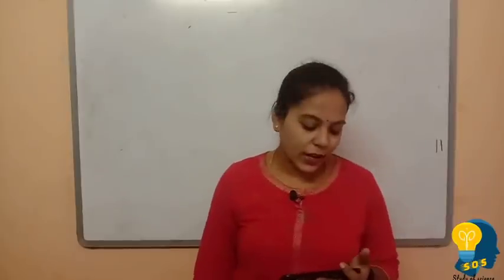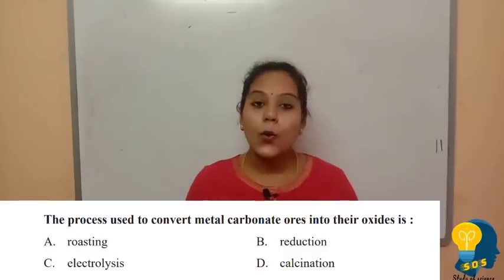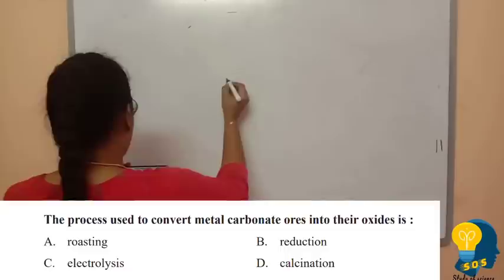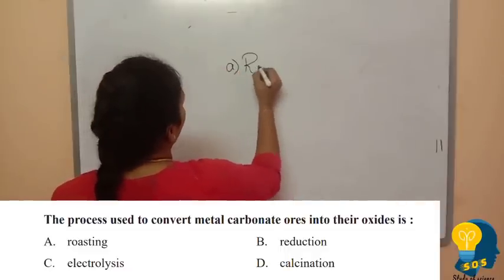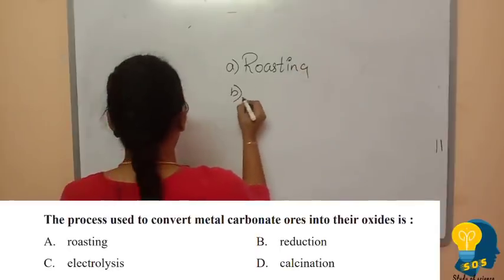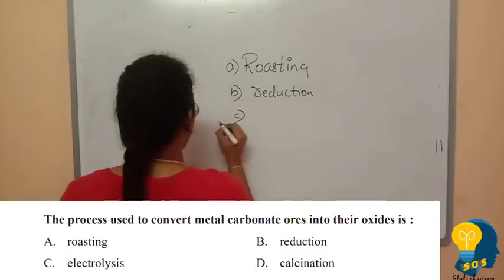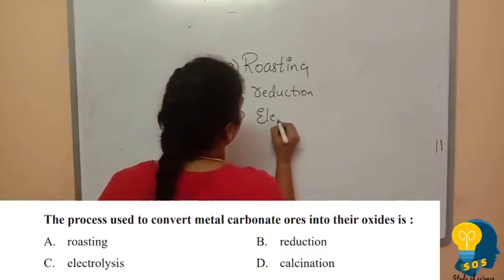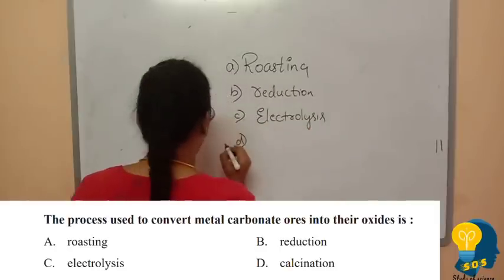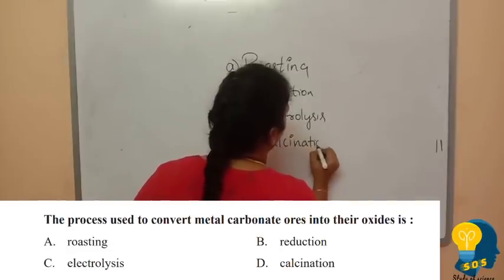So the first question is: the process used to convert the metal carbonate ores into their oxides. And the options here are: option A is roasting, option B is reduction, option C is electrolysis, and option D is calcination.